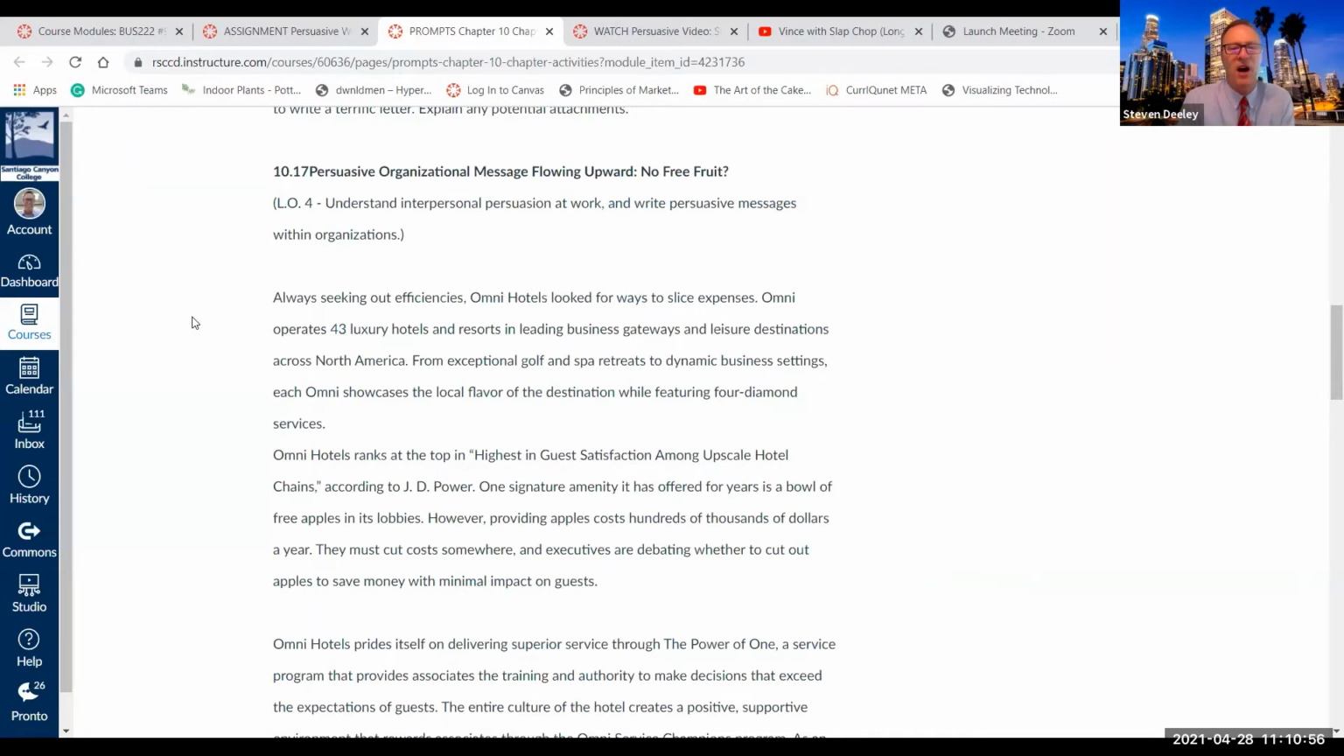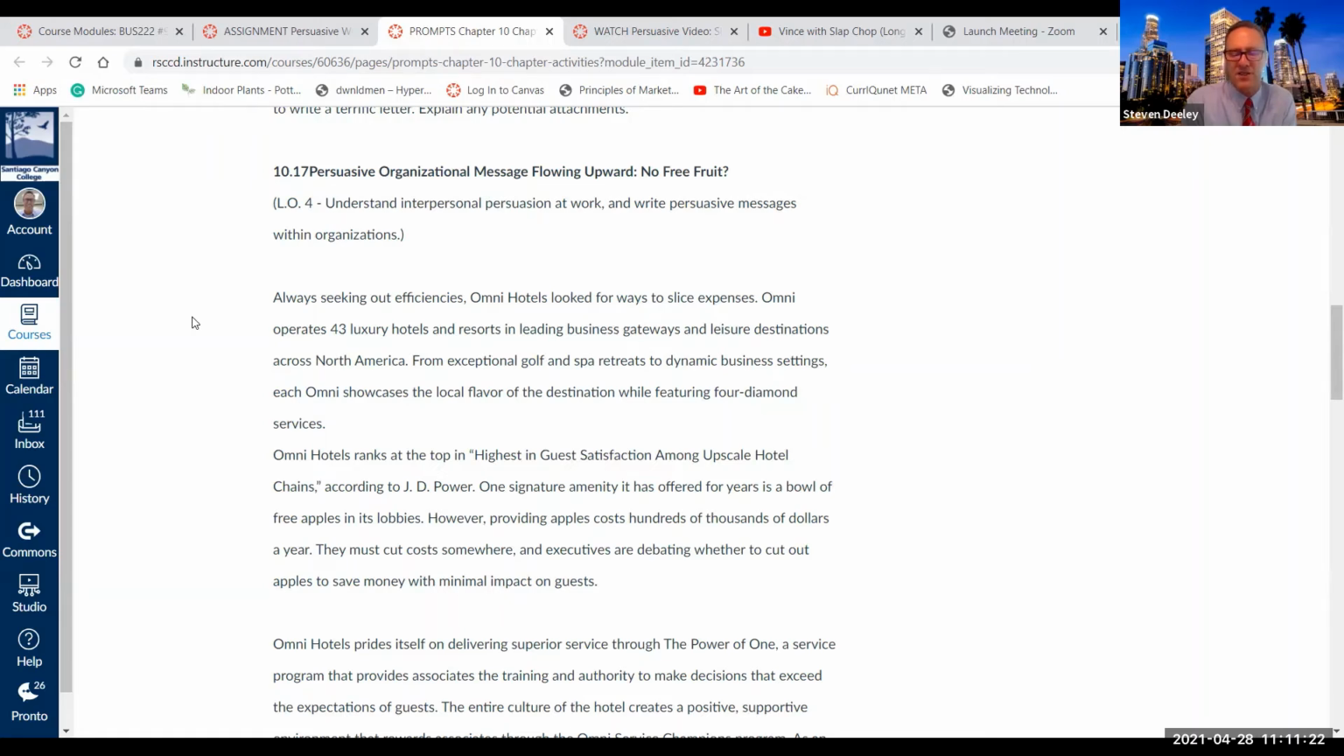Okay. Omni Hotels ranks at the top in highest guest satisfaction among upscale hotel chains, according to J.D. Power. One signature amenity it has offered for years is a bowl of free apples in the lobbies. However, providing apples costs hundreds of thousands of dollars a year. They must cut costs somewhere, and our executives are debating whether to cut out the apples to save money with minimal impact on guests.